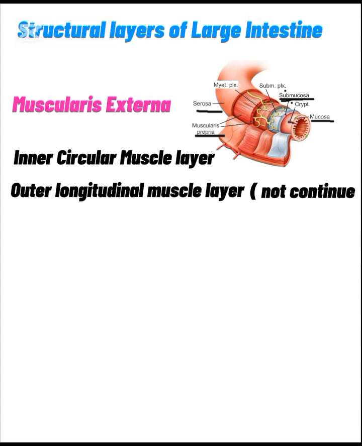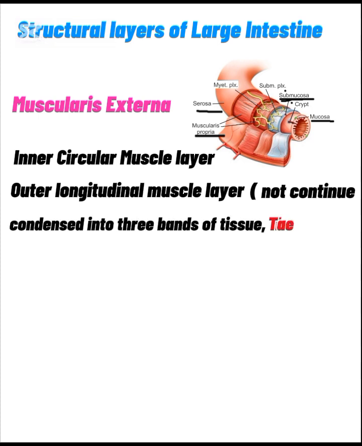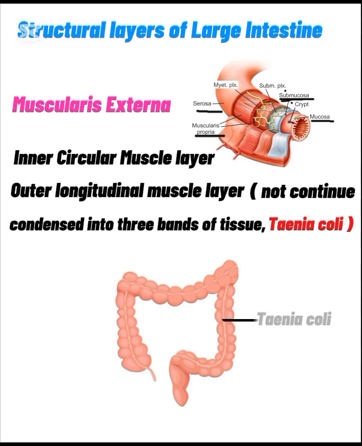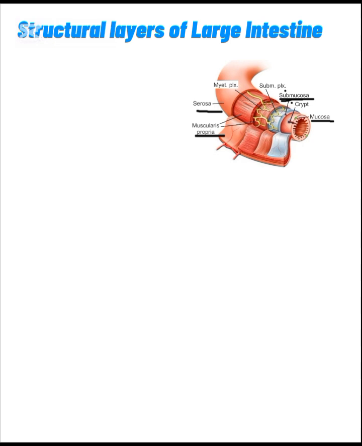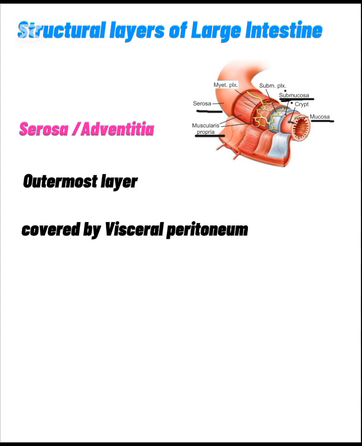In fact, they are condensed into three bands of tissue known as taeniae coli, and they run lengthways along the cecum and colon and end at the junction of sigmoid colon and rectum. As they are shorter than the whole colon length, they pull on the colon. Because of this pulling action, it forms sacculations known as haustra. The outermost layer is serosa or adventitia. Like the rest of the GI tract, it is also covered by peritoneum.